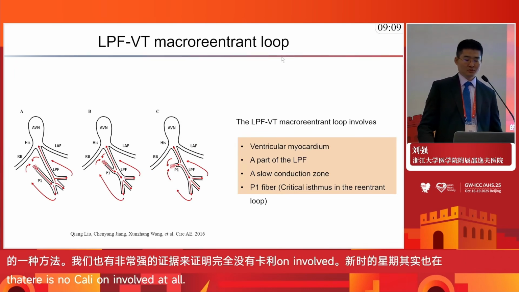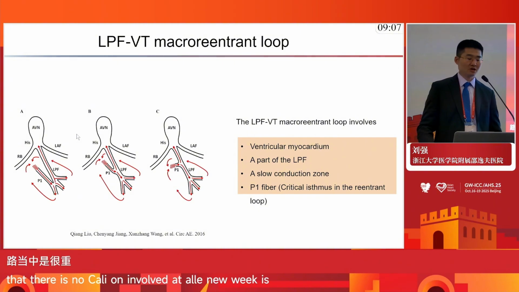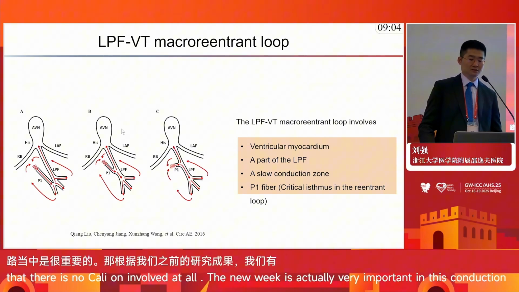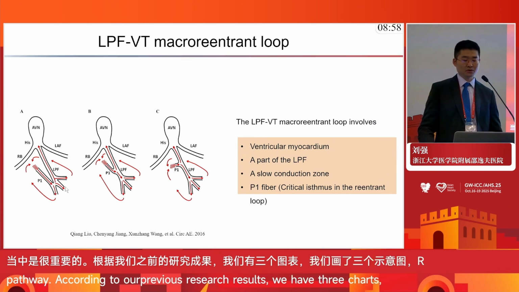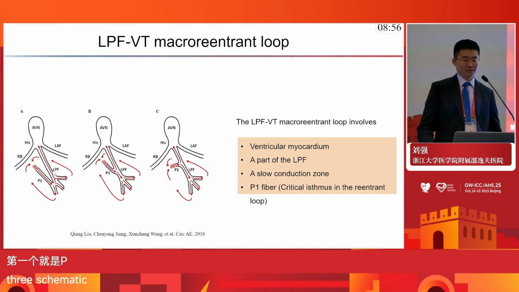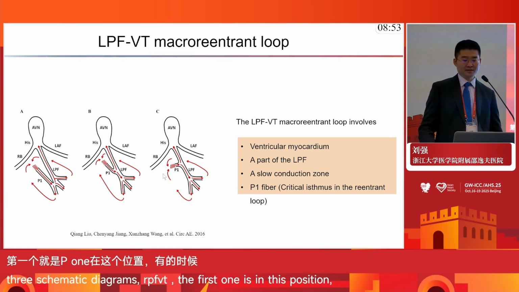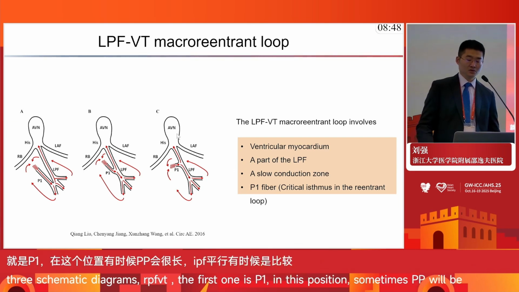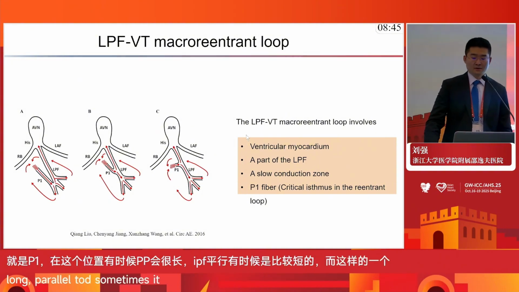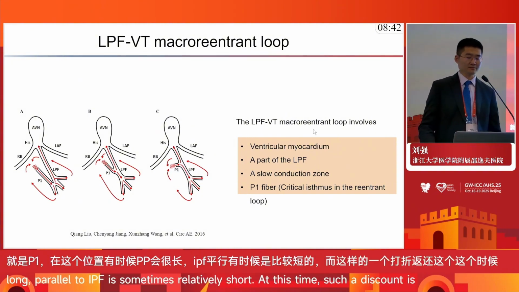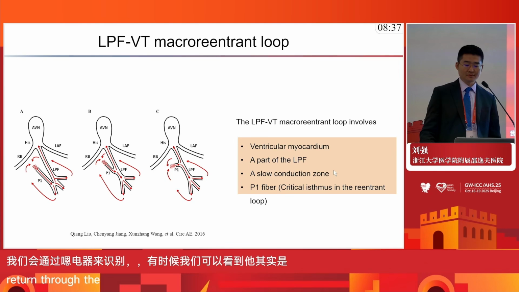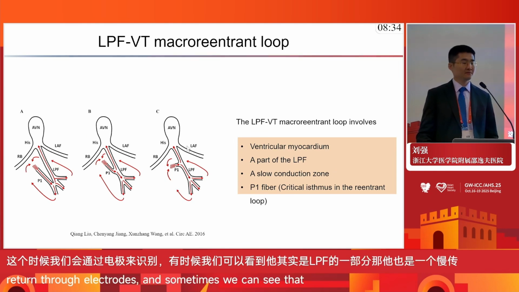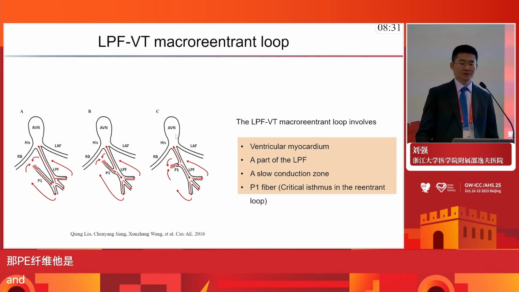So based on our previous study, we drew three different types of diagram of LPF VT. The only difference is the length of P1. Sometimes P1 is very long, parallel with the left posterior fascicle, and sometimes it is very short, so it is difficult to record using the duodecapolar electrode. The microreentry loop involves the ventricular myocardium. That is very important. And the critical circuit of the tachycardia includes the P1 fiber, which differs from Nogami's idea.